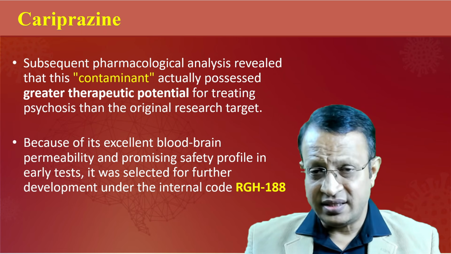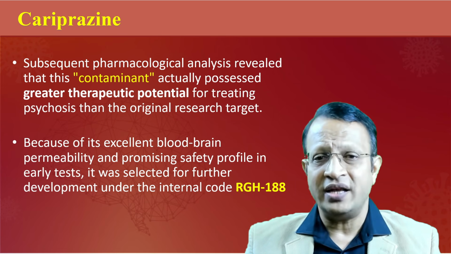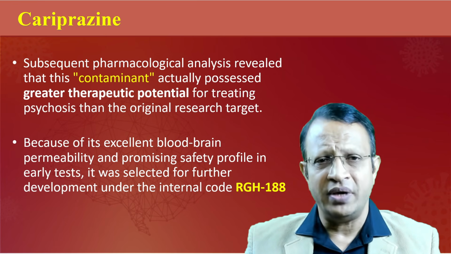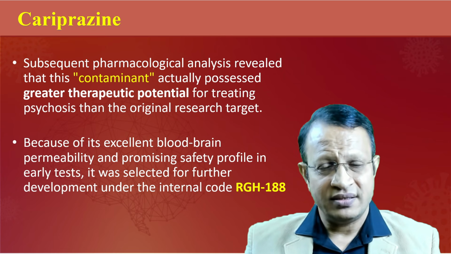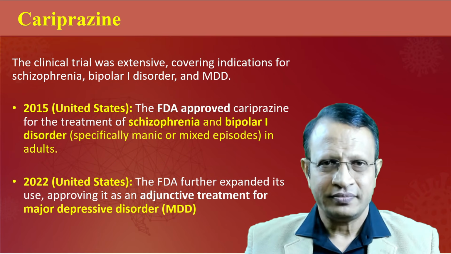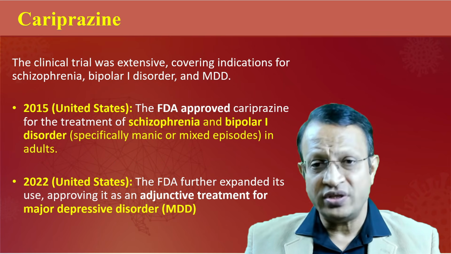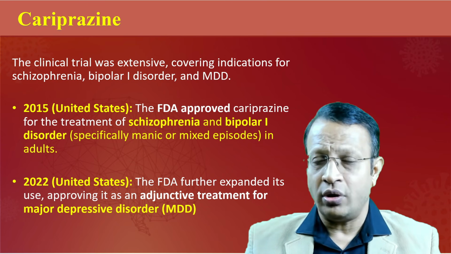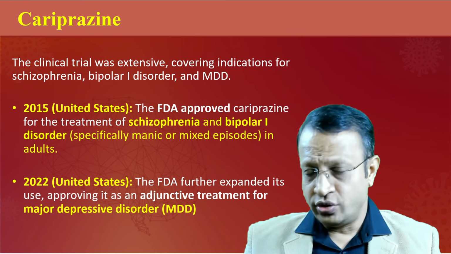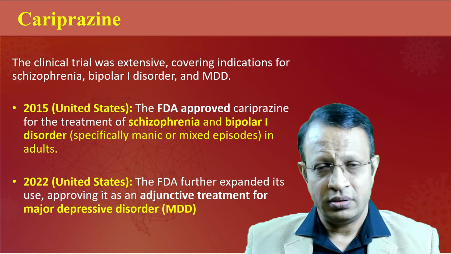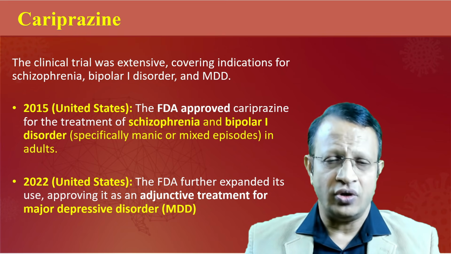Hence, it was renamed from 2M to RGH188. And this molecule had excellent blood-brain permeability and also a promising safety profile in early tests. Hence, RGH188 was subjected to various important clinical trials for various psychiatric disorders like schizophrenia, bipolar 1 disorder, and also depression. And finally, in 2015, the FDA approved it for schizophrenia and bipolar 1 disorder.